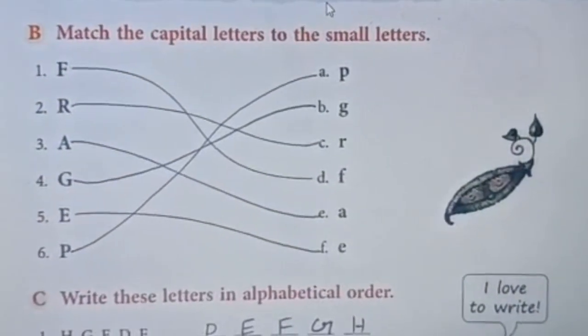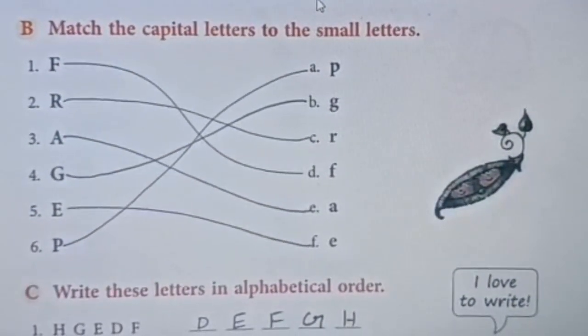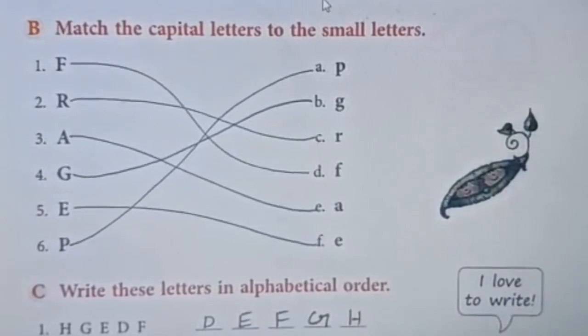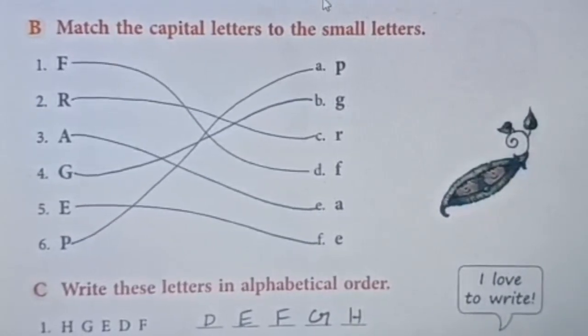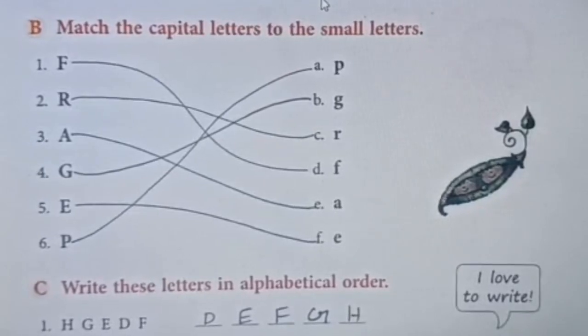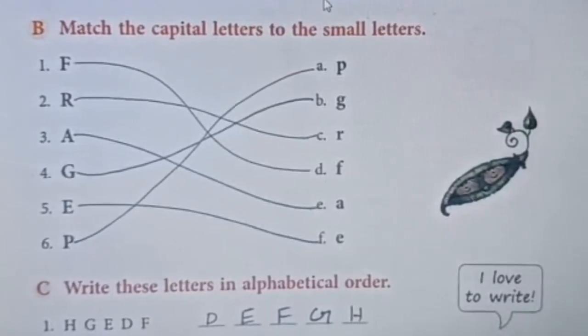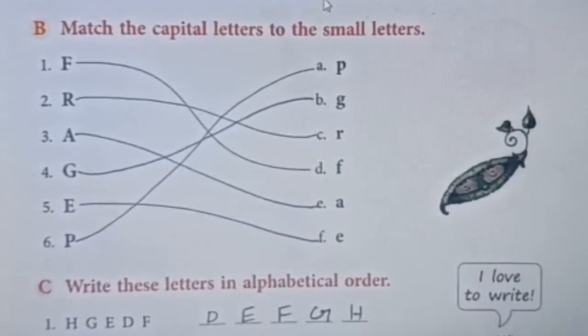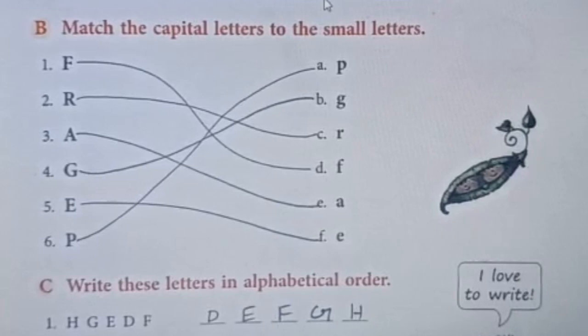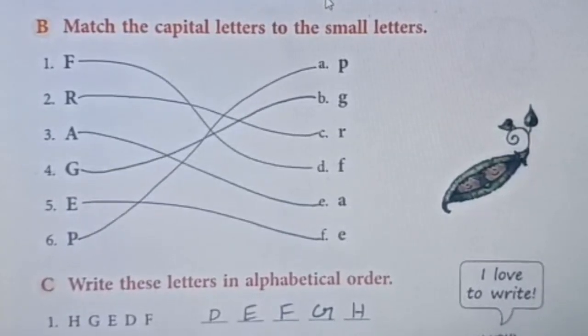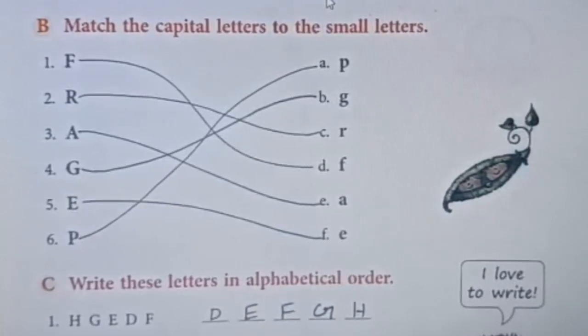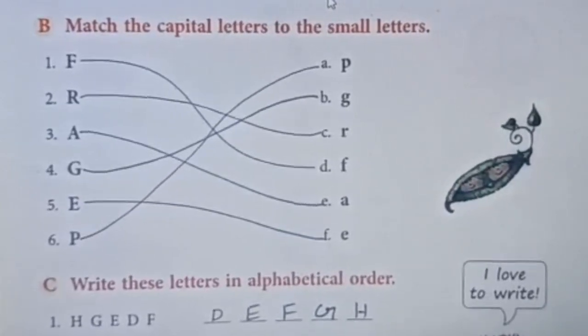Then B. Match the capital letters to the small letters. Here it is simply a matching exercise. Here we will match the capital letters with the same small letters. Like for example, number 1, capital F will match with small f. Then capital R with small r, capital A with small a, capital G with small g, capital E with small e, and capital P with small p.